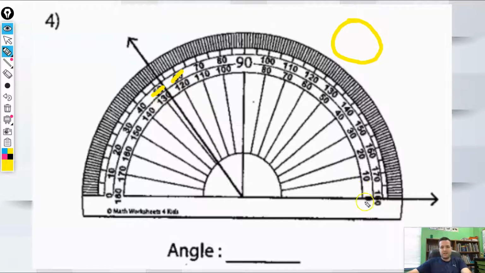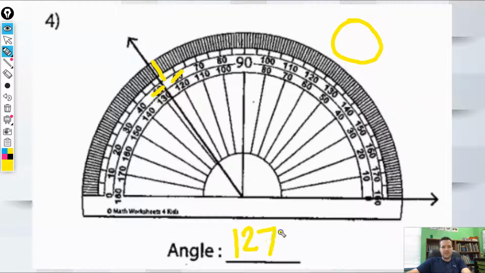Now, I'm counting from 0, 10, 20, 30, 40, 50, 60, 70, 80, 90, 100, 110, 120. I'm going to count 121, 122, 123, 124, 125, 126, 127. Do you notice that here is the halfway point? That'd be 125, and it's 2 degrees to the left of that. So we would say that's 127 degrees.